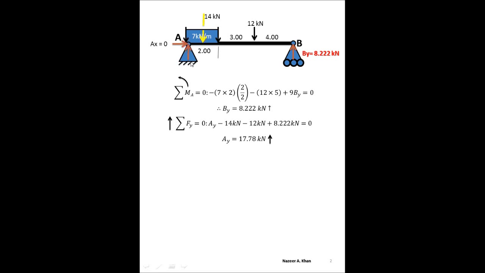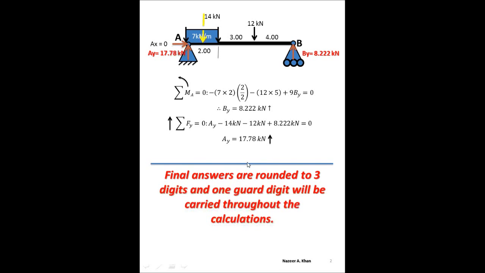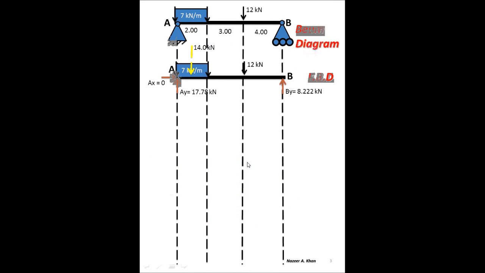When we look at forces going up, we have AY going up, that's a positive. We have the 14 kilonewton going down, which is a negative, and we have 12 kilonewton going down, a negative again, and we have a magnitude for By now, and that's going up, positive. Crunch the numbers, you have 1778 kilonewtons acting up. So now we have all of our magnitudes that we need for the FBD. Again, my final answer, I'll round off to 3 significant digits. The other answers, I'm going to carry a guard digit.